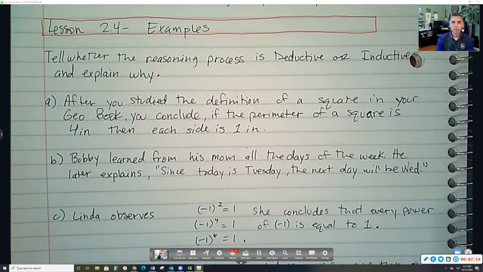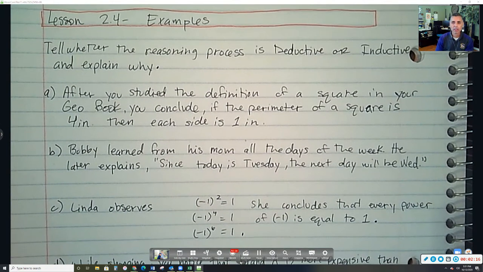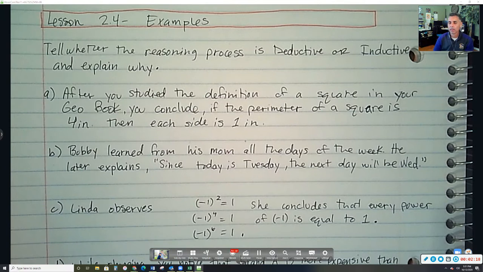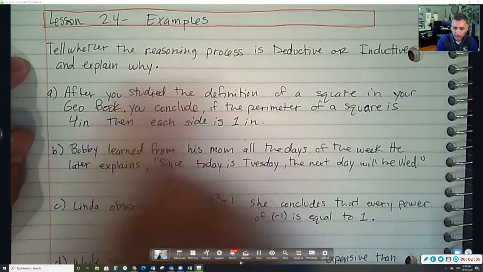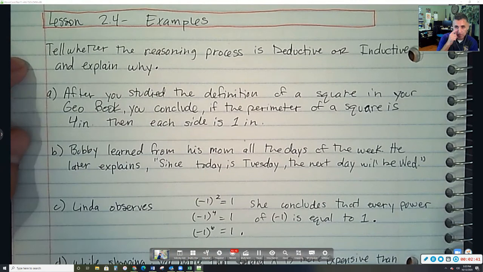It is quite a bit of writing, and this is the harder part of this chapter, when you're given a statement and you have to figure out, was it inductive or deductive? Hopefully after doing a bunch of these, you'll get better at it, and be able to identify which one it is. So let's go through these. Here it says, tell whether the reasoning process is deductive or inductive, and explain why.